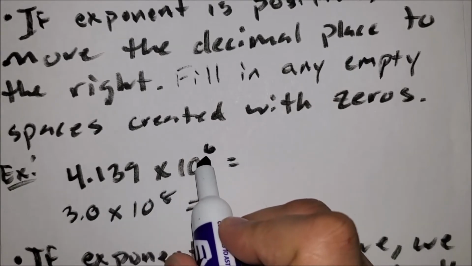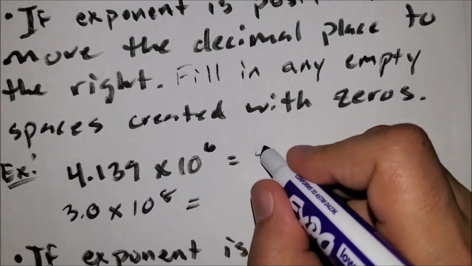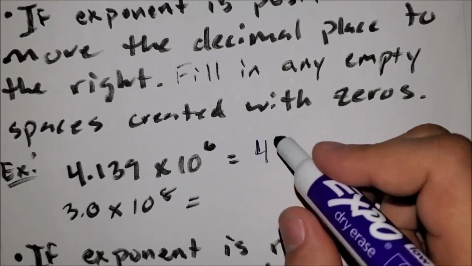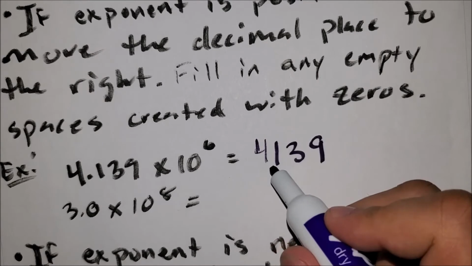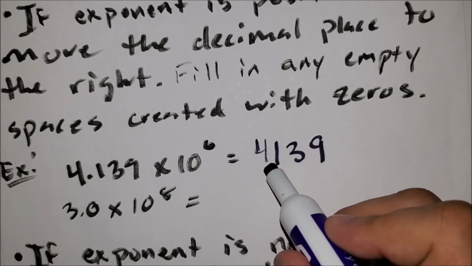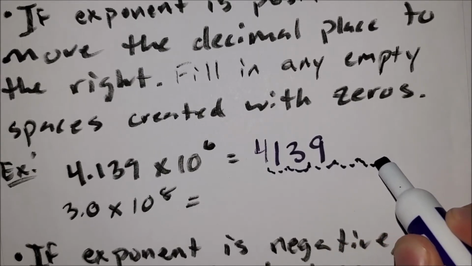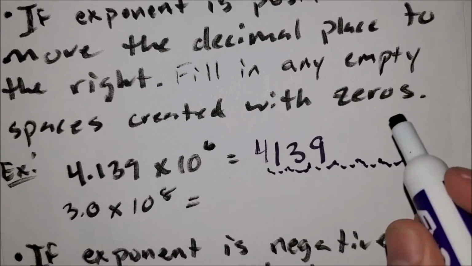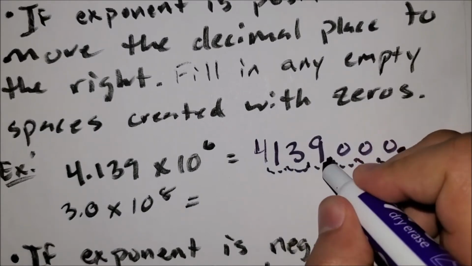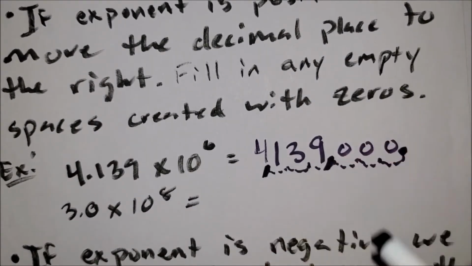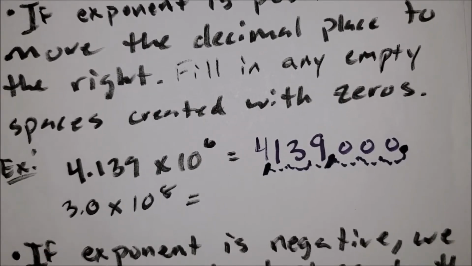4.139 times 10 to the sixth. We're going to move this decimal 6 times. So we're going to get 4, and then the first decimal movement gives us the 1, second decimal, third point over. Here, 3, 4, 5, 6. So our decimal point is going to be there, and we end up with these zeros like so. This gives us 4,139,000.